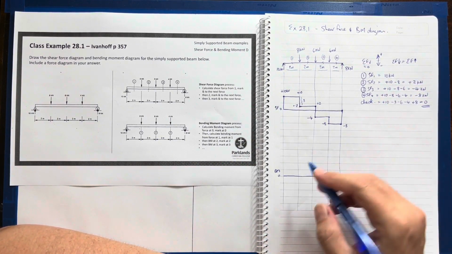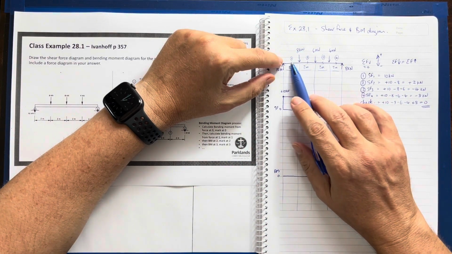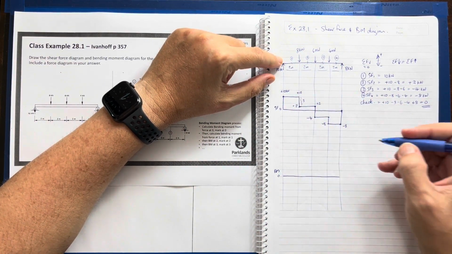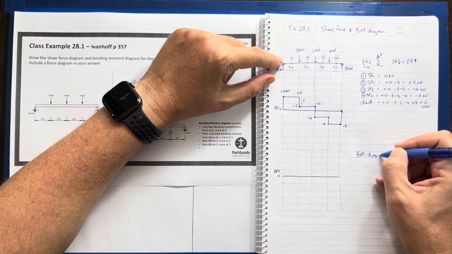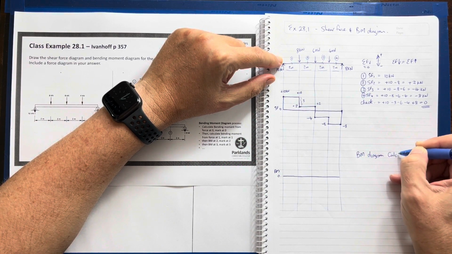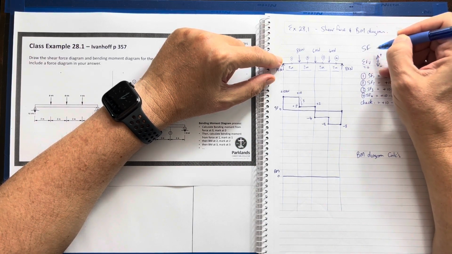Now I'll go down to my bending moment diagram. And just like I did my points 1, 2, 3, and 4, I'm going to say bending moment diagram calcs. I forgot to do it up there. I'll write it now. Shear force.